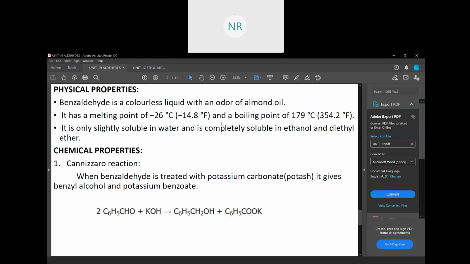Okay, so chemical properties. The first is Cannizzaro reaction. So this is an important reaction. It can be asked as write the Cannizzaro reaction or what happens when benzaldehyde is treated with potassium carbonate. Okay, so when potassium carbonate, that is potash, is treated with benzaldehyde, it gives out benzyl alcohol and potassium benzoate. So that is your reaction, Cannizzaro reaction.